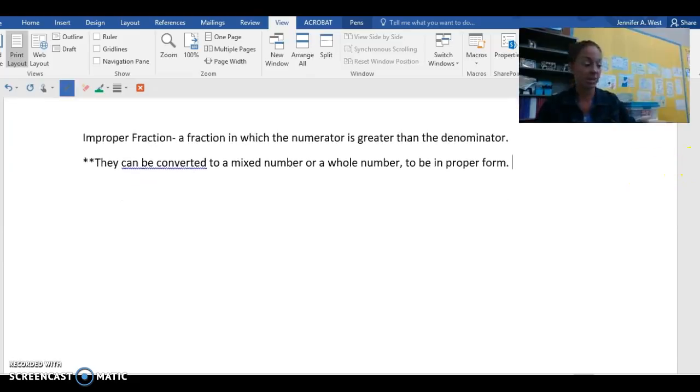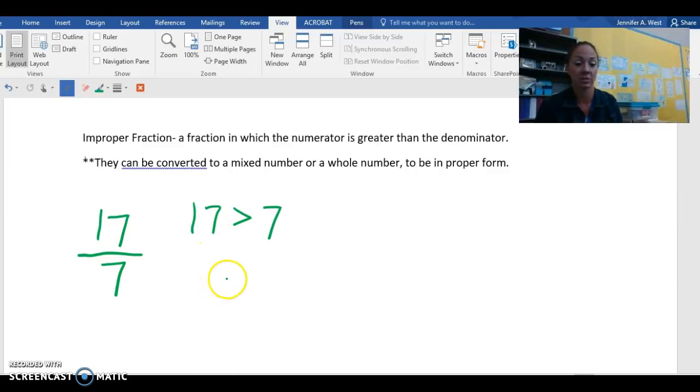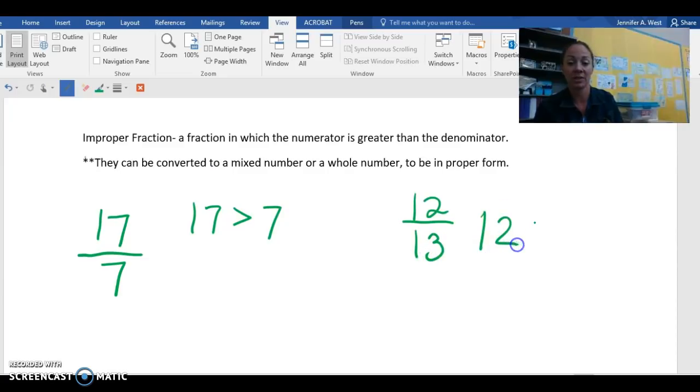So, for an example, let's say we do 17/7. 17 is greater than 7, which means that 17/7 is an improper fraction. A non-example could be something like 12/13, because 12 is not greater than 13. So that means that 12/13 is not an improper fraction.